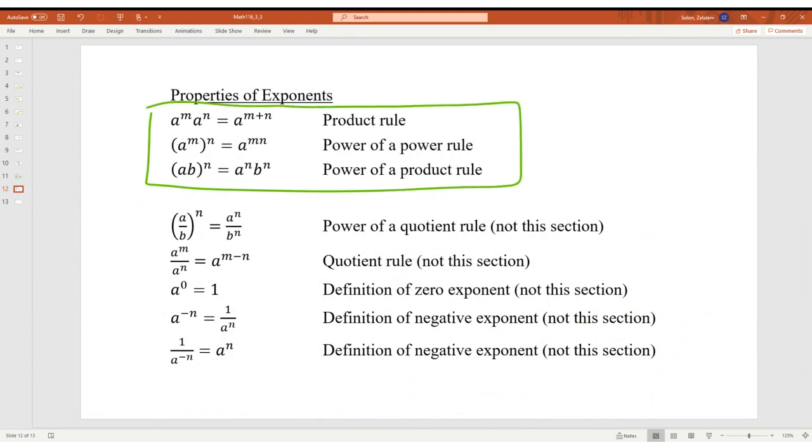The first one says, if you have a product of two exponents, you add the powers. a to the power of m times a to the power of n equals a to the power of m plus n. Let's say you have x to the power of 2 times x to the power of 3, you just add the exponents, which is x to the power of 5. So you have 5 x's.